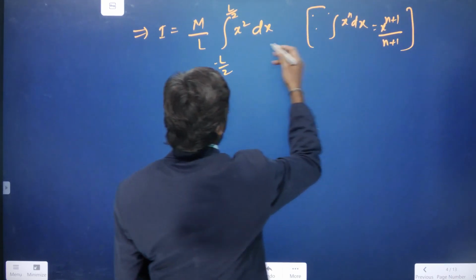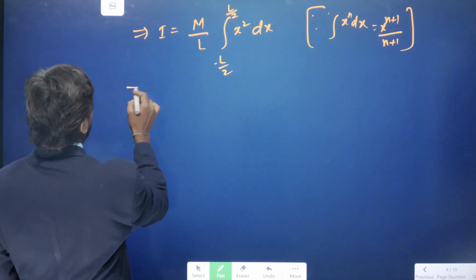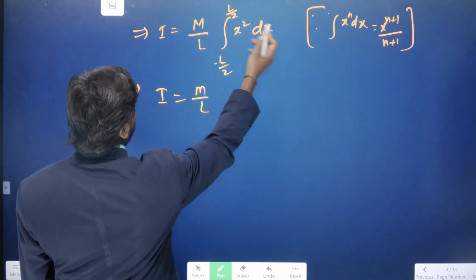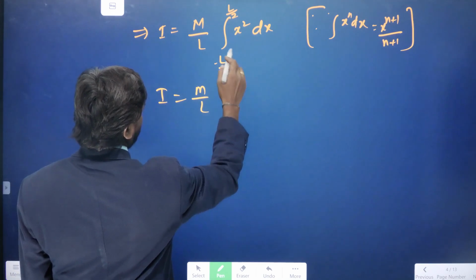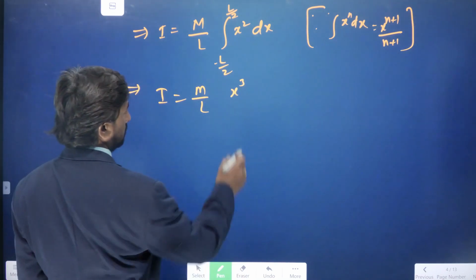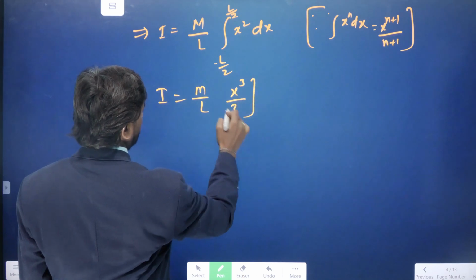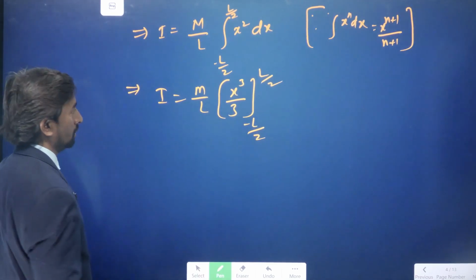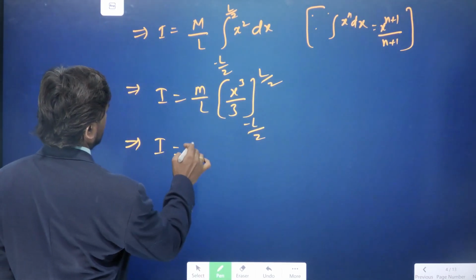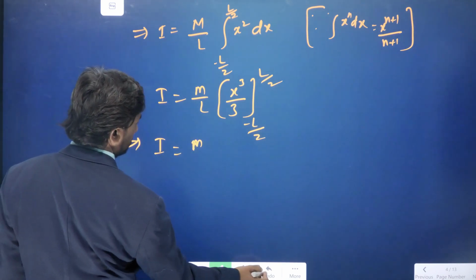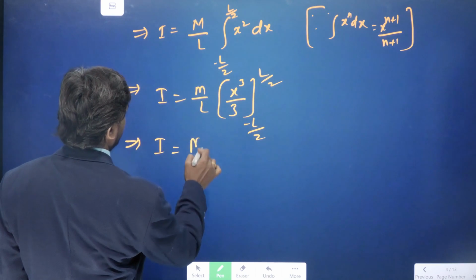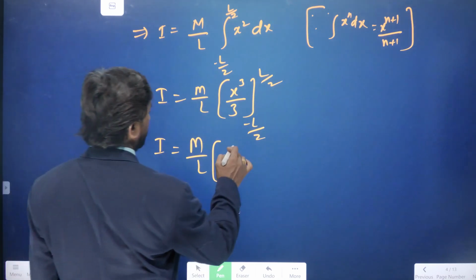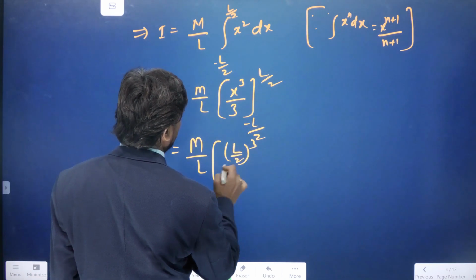Now apply that formula and write the equation. I is equal to M by L, the integral of x square dx, which means x power 2 plus 1 divided by 2 plus 1, so x cube divided by 3. Here the lower limit is minus L by 2 and the upper limit is L by 2. So capital M divided by L into, first we should write the upper limit and then the lower limit. The upper limit is L by 2 whole cube divided by 3.